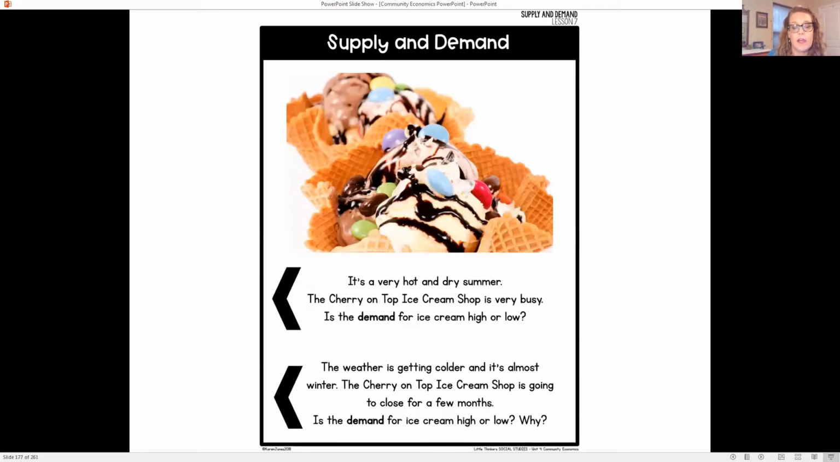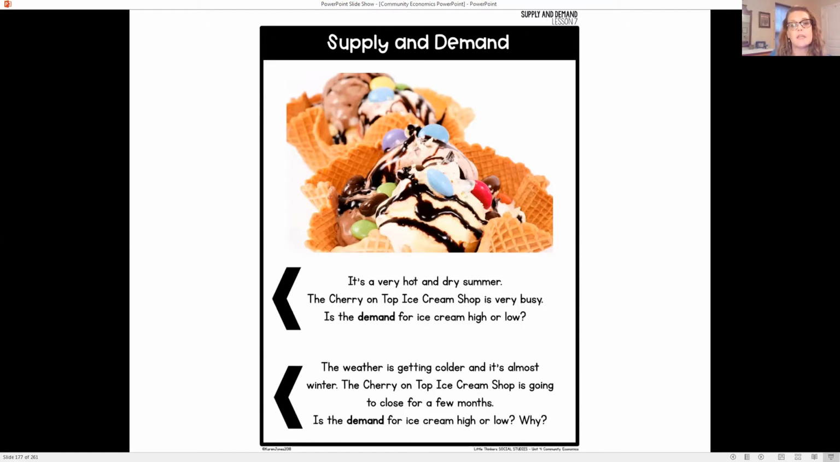It's a very hot and dry summer. The Cherry on Top ice cream shop is very busy. Is the demand for ice cream high or low? Now remember, demand means if people want it or not, if the consumers want it. So it's hot and it's dry, and they're very busy. So the demand is high.